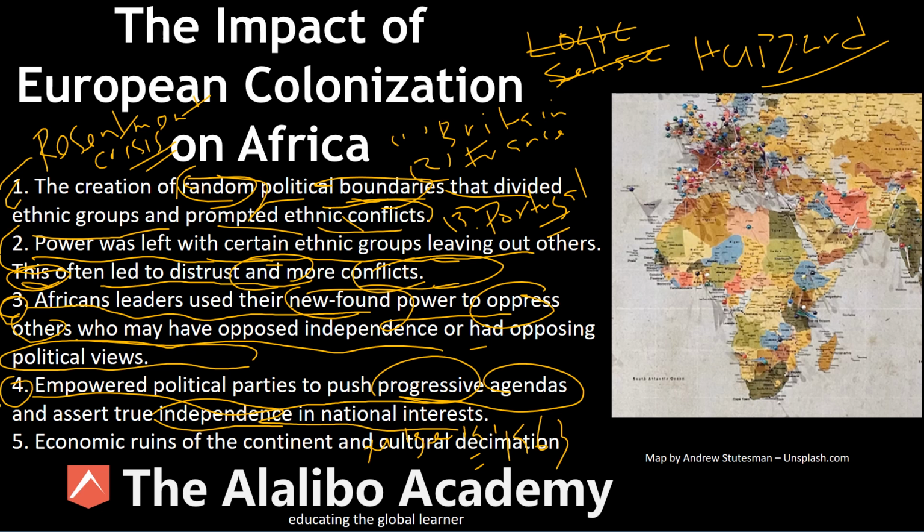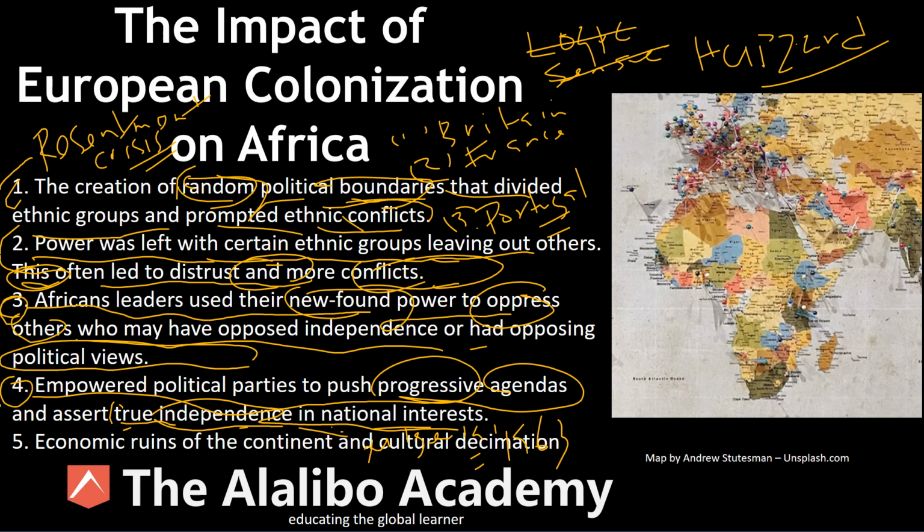Nigeria, the largest country, became a republic in 1963. Zimbabwe, thereafter, after independence in 1980, became a republic, and many countries, Kenya became a republic, Ghana became a republic, and many of these countries became republics. That's what is meant by true independence in national interest.